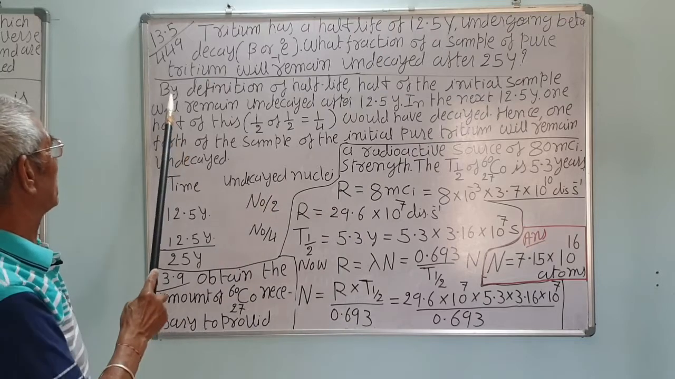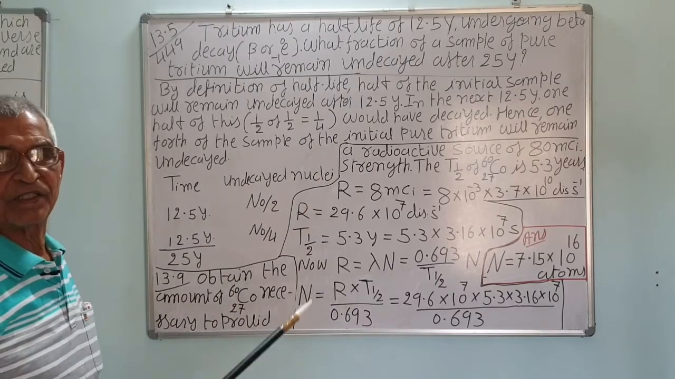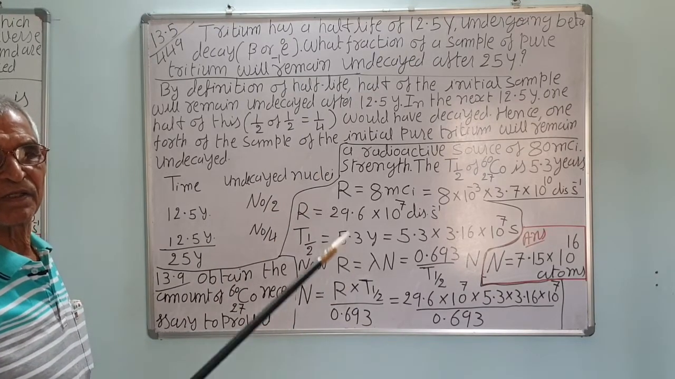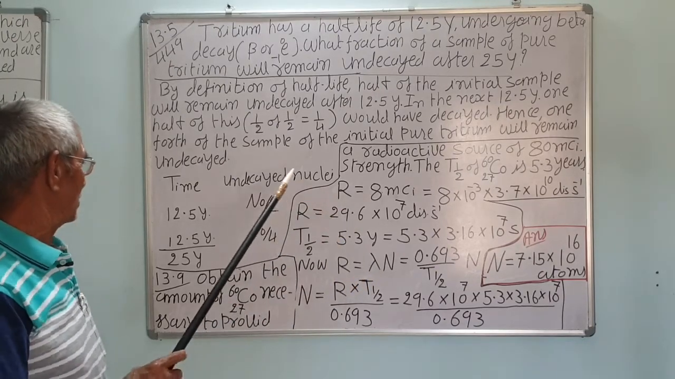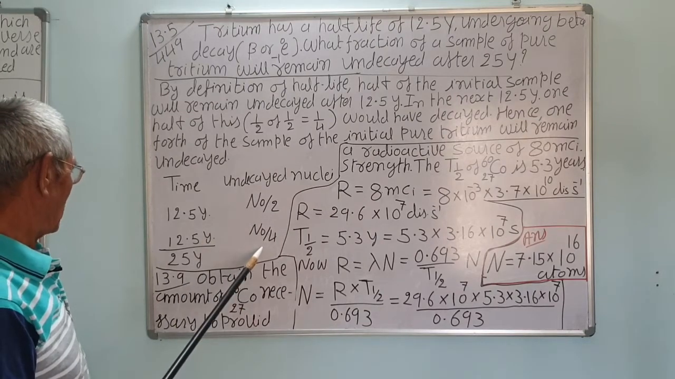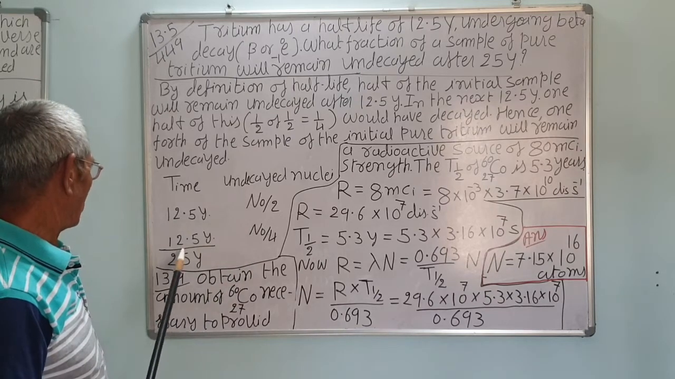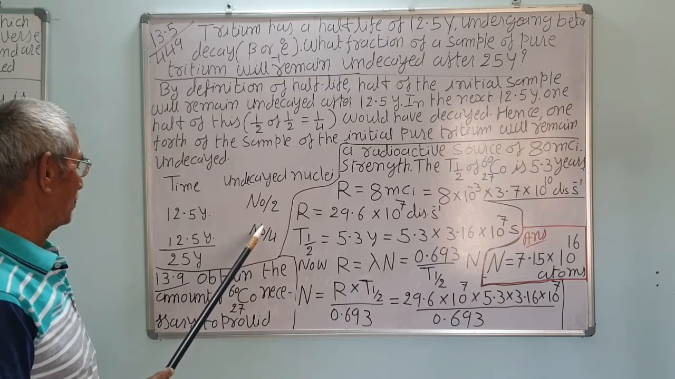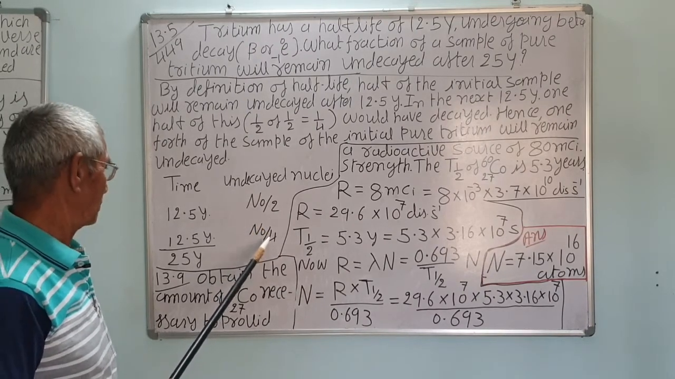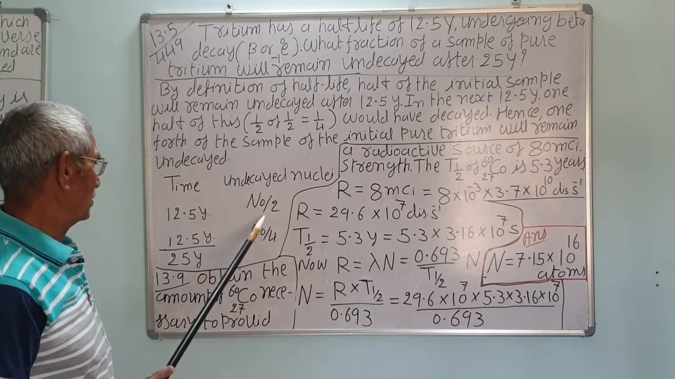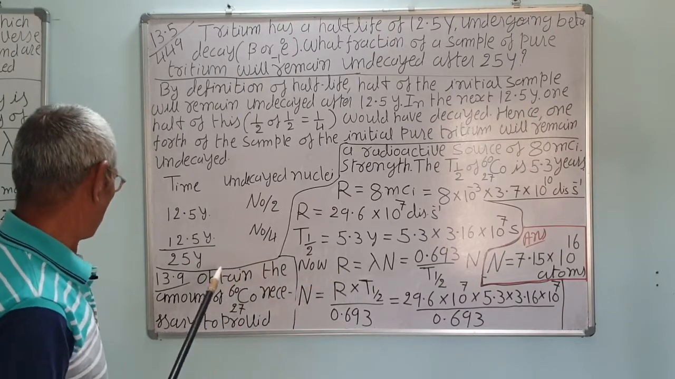You know that the half-life period is given, 12.5 years. So it will become N0 by 2. Another 12.5 years, it will reduce to half of that again, that is N0 by 4. So N0 by 4 will remain undecayed. Correct? In the next 12.5 years, whatever is there, N0 by 2, half of this, that is N0 by 4, will decay. So what is left is 1 minus this, that is also N0 by 4, that will be left.